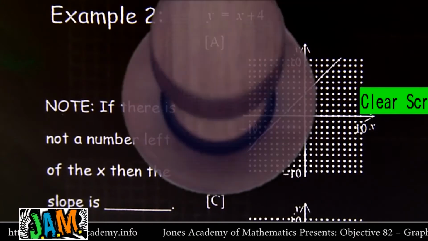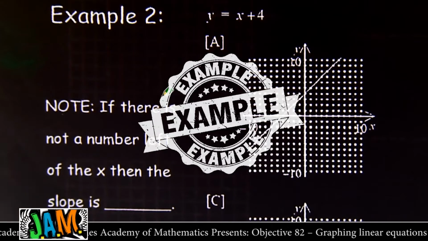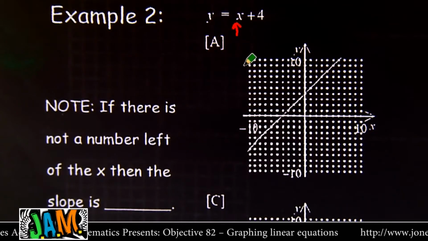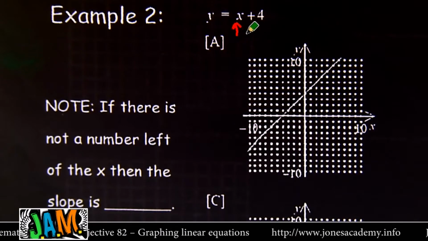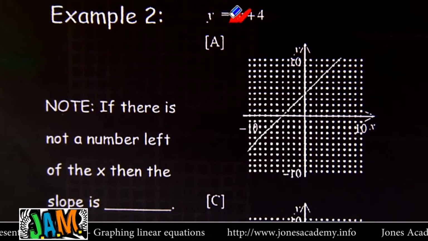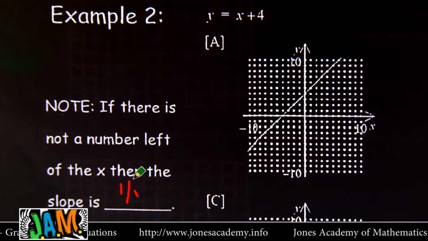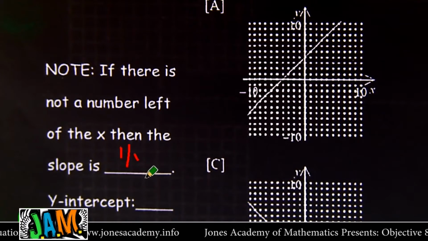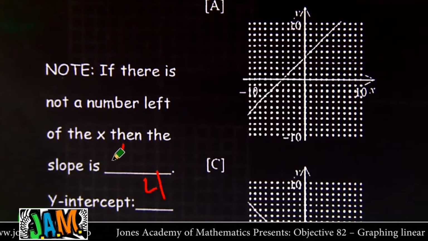Example 2. y equals x plus 4. This is y equals mx plus b. But note, if there's no number left of x, it's not a mystery. Let's be smart about this. If there's no number next to x, it's not 0. That was a different lesson; we learned that 0x would be just like nothing. If there's no number there, it's actually 1, or 1 over 1, for rise 1, run 1. And the y-intercept is 4.